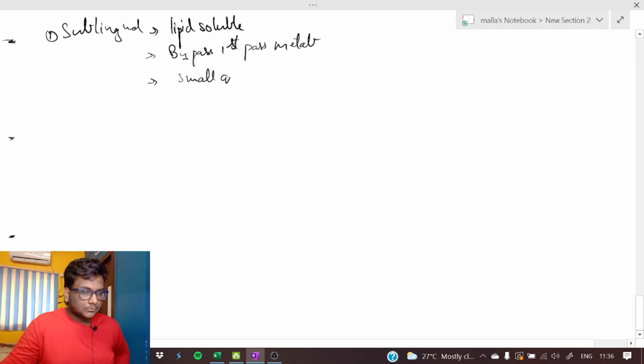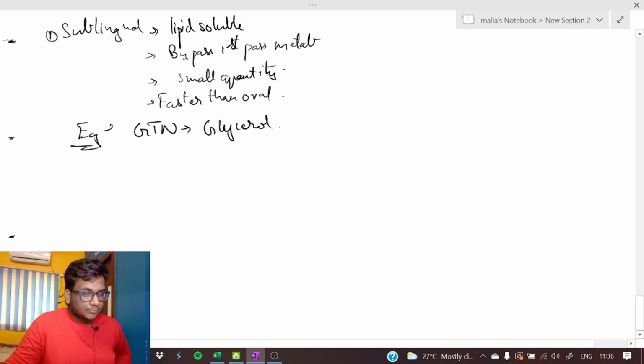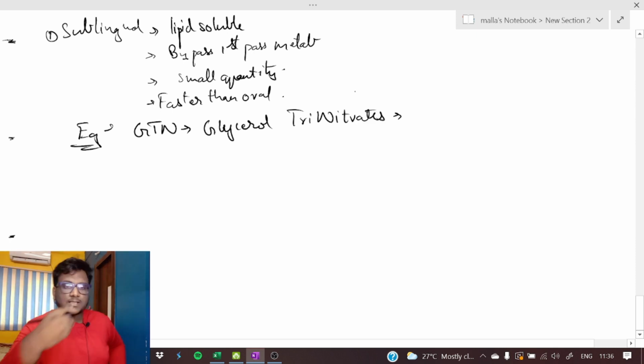The main example for this sublingual type of route of administration is GTN, glycerol trinitrate. It is mainly used in angina pectoris. It is a small pill which is placed under the tongue, due to which the angina pain, the chest pain, is relieved. Hypotension occurs. And the sublingual route is very convenient for this type of patients because overdose is prevented: after 2 minutes we can remove the pill from the sublingual and we can decrease the dosage.